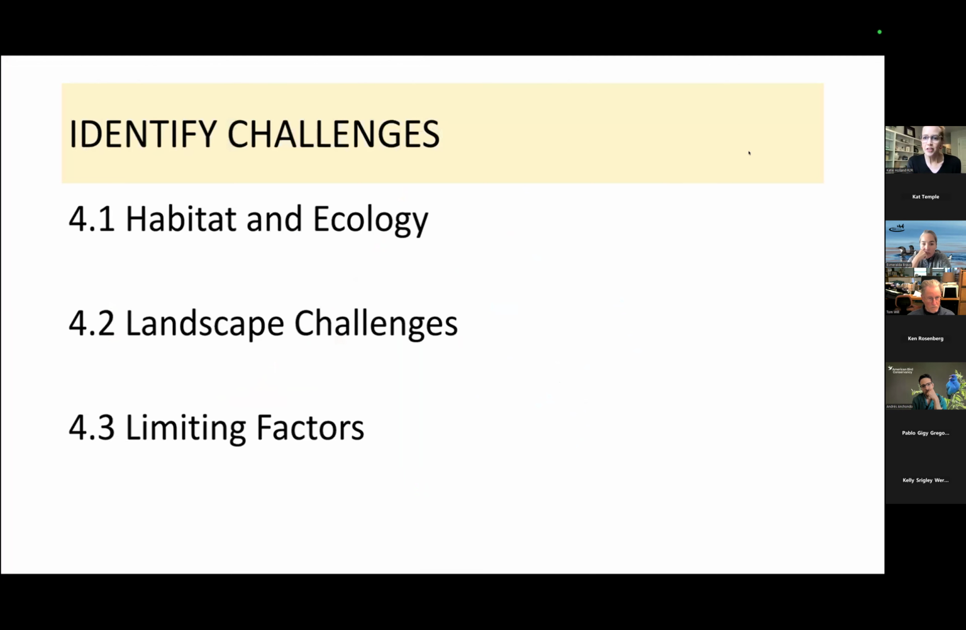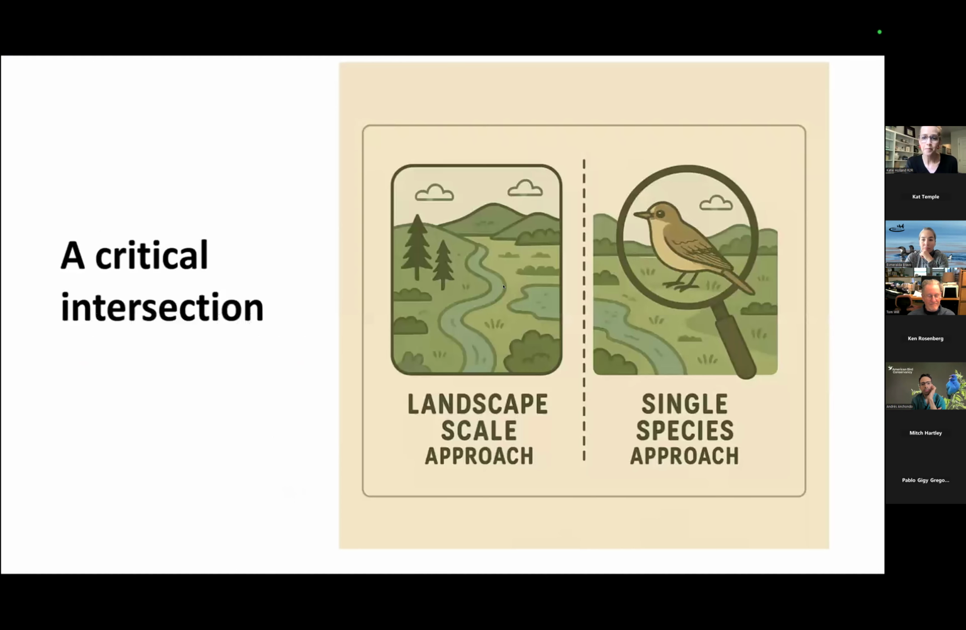So we will jump into it. This section has 3 segments, as all of them do. So today we're going to talk about habitat and ecology first. Then we'll move into landscape challenges. And finally, our third segment in the identify challenges section is limiting factors, which if I have learned anything in my time with Road to Recovery, it is how much we love to discuss limiting factors. So we will save plenty of time for that conversation today and gaining all of your insights and how your working groups are addressing that process of identifying limiting factors.